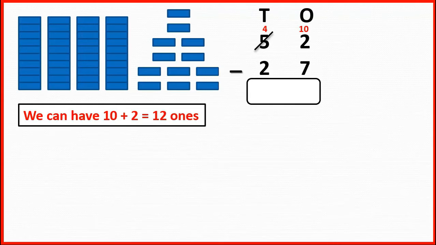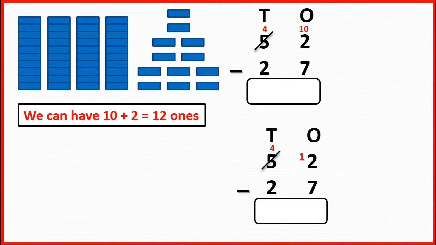Now we can complete the sum. Subtract 7 from 12 ones, the number comes 5. And when we subtract 2 from 4, the number comes 2. That means there are 25 balloons left, which means 2 tens, 5 ones.